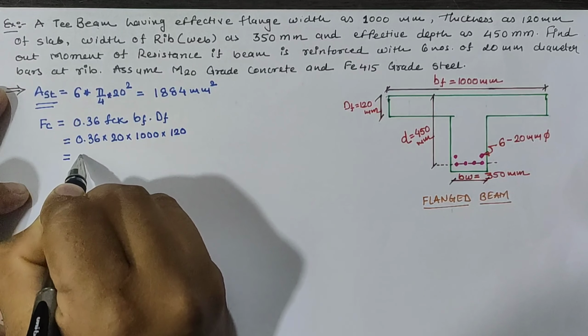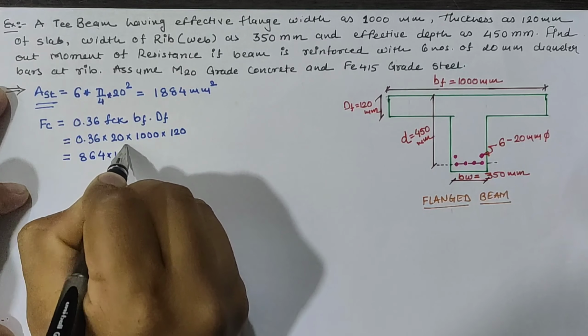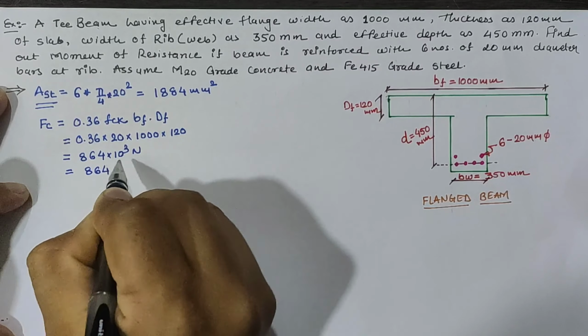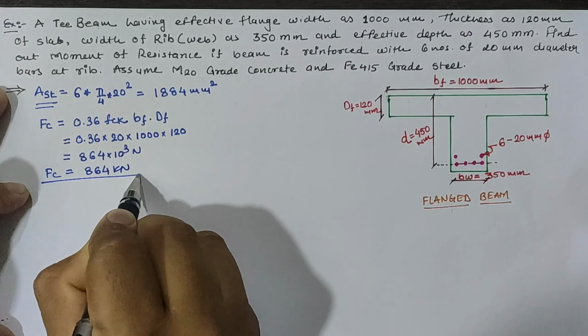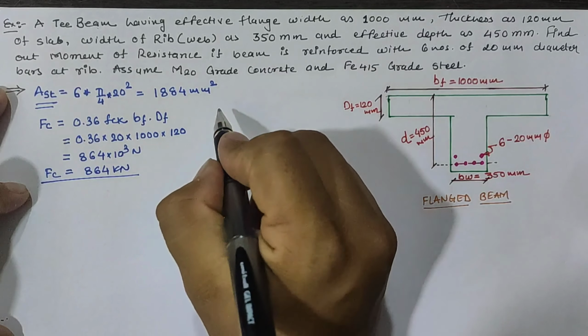which is equal to 864 into 10 raised to 3 Newton, hence in terms of kilonewton it is 864 kilonewton. So force in compression is 864 kilonewton.